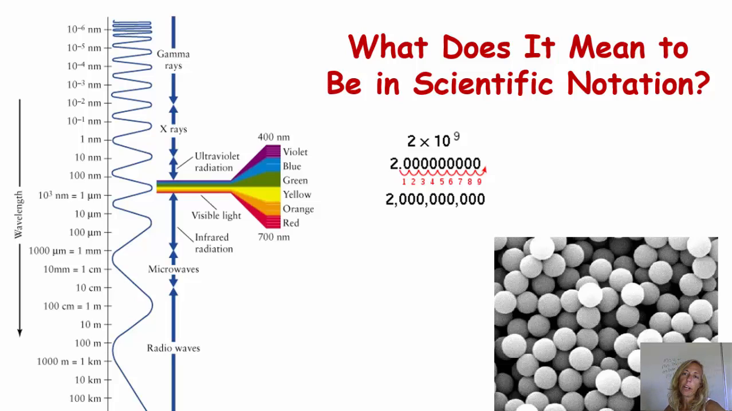Hi everybody, tonight we're going to talk about what it means to be in scientific notation. Remember, scientific notation is going to represent very large numbers or teeny tiny, very small numbers. So keep that in mind as we figure out how we are actually going to represent it.